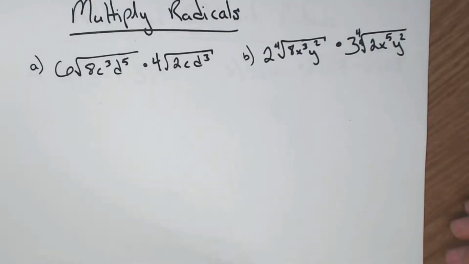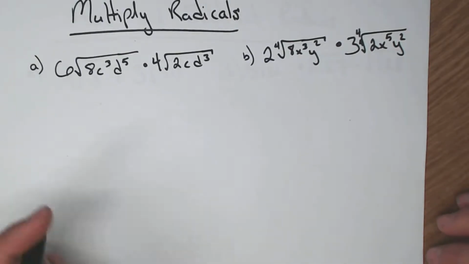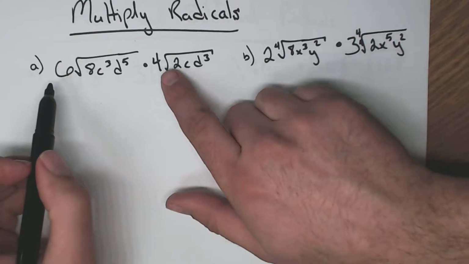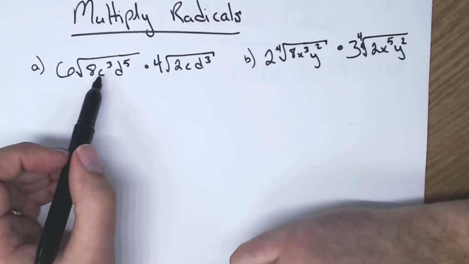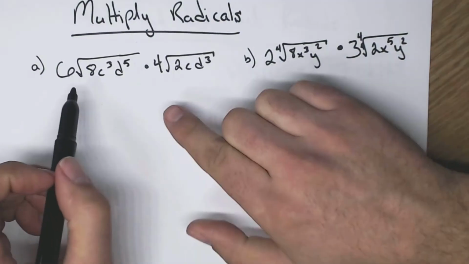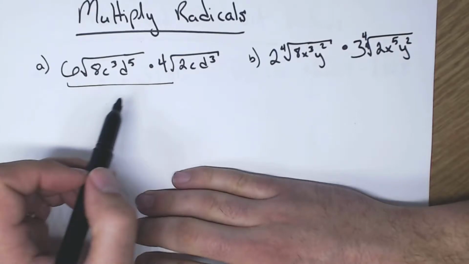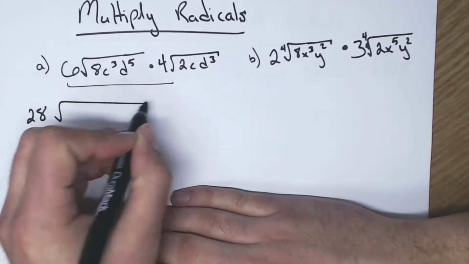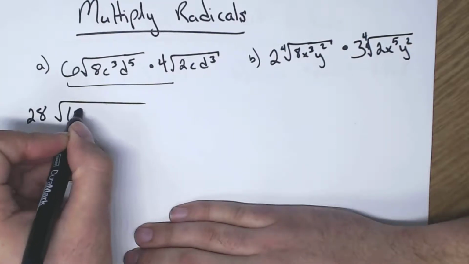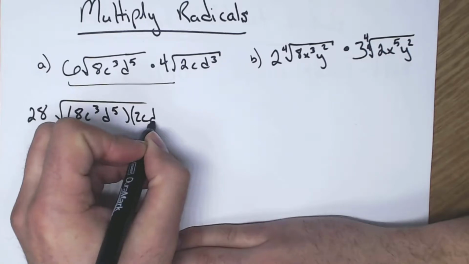All right, let's switch that out with our next one. Multiplying radicals. We're going to multiply the stuff that's on the outside, then the stuff that's on the inside. And it's important to note we can only do this when it's the same kind of radical. Both of these are square roots. So 6 times 4, that gets me to 28. Now I'm going to multiply the stuff underneath the radical: 8c cubed d to the 5th times 2c d cubed.